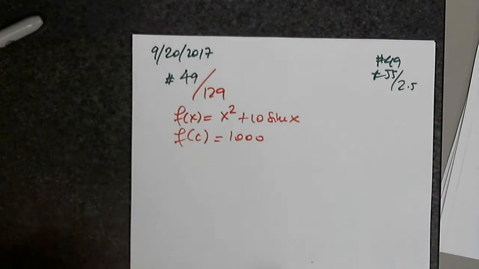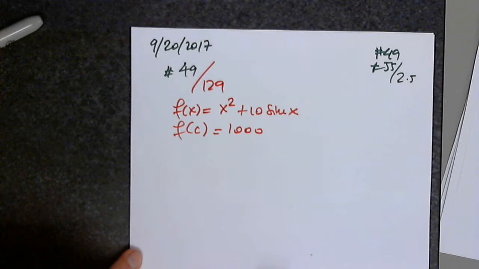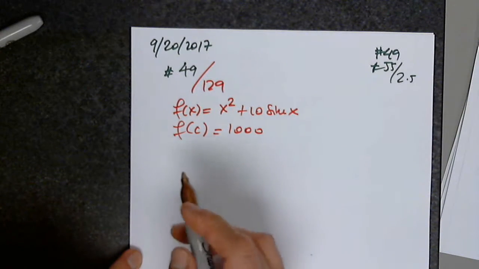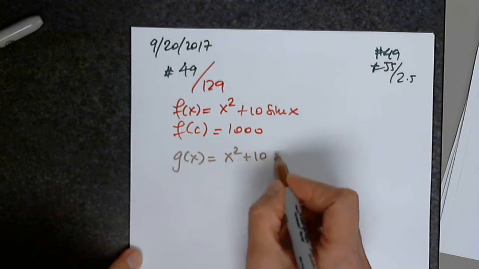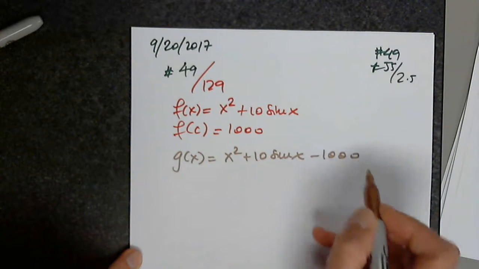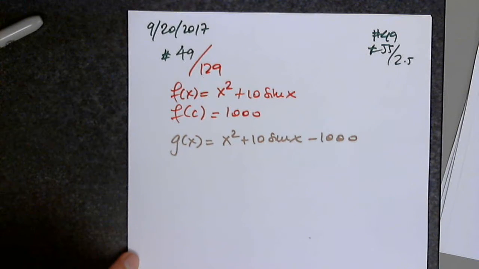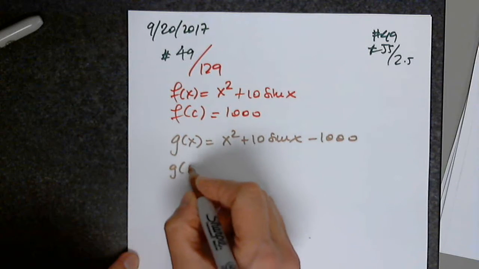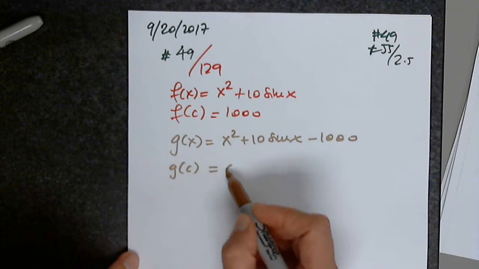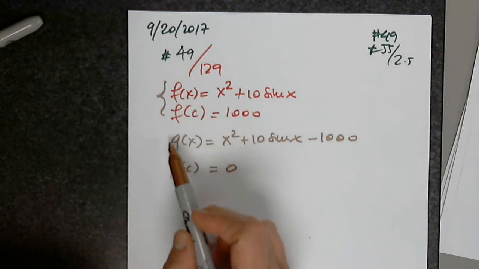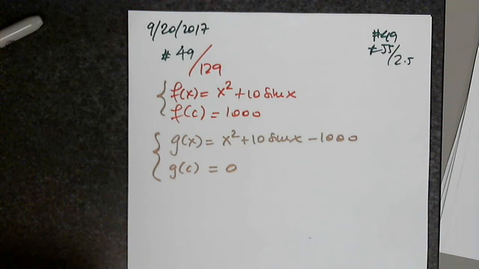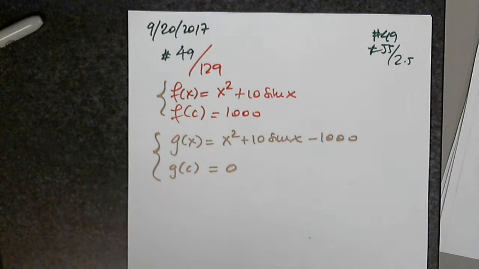So one possibility would be to subtract 1,000 and create a new function. I'm going to call it g of x, which is x squared plus 10 sine x minus 1,000, and show that there is a c such that g of c is 0. So this is the same as this. Now, this is what I would have done.